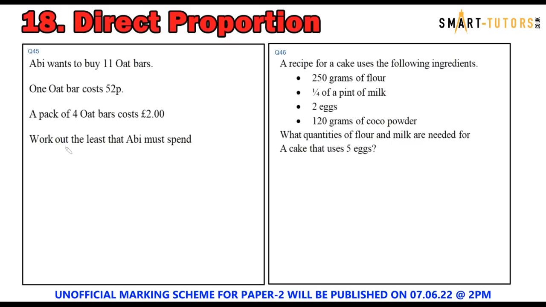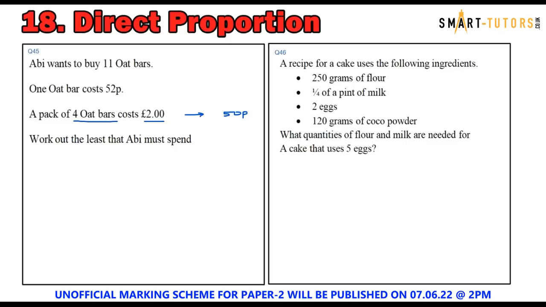Let's look at these two questions we have chosen. Question number 45. Abhi wants to buy 11 oat bars. One oat bar costs 52p. A pack of 4 oat bars costs £2. So if you go for a pack, 4 oat bars come for £2, which means one oat bar costs you 50p. If you divide £2 by 4, it is 50p. So it's better off buying a pack of 4 oat bars, costing you 50p per oat bar.